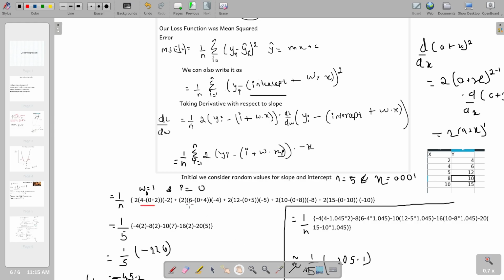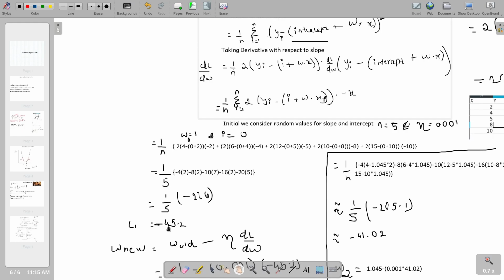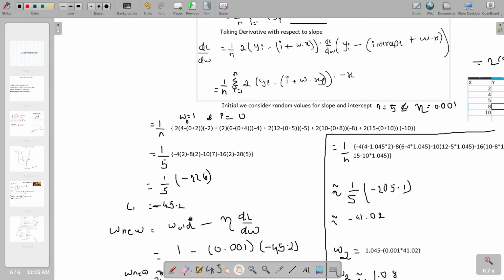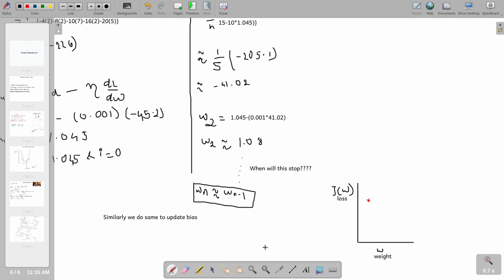This is 1, 2, 3, 4, 5. I have done it for 5 data points. Now I'll just calculate it, and I'll be getting the loss function as minus 45.2. Now I'll do nothing but just plot this on this graph. This is 45.2 where weight was 1.